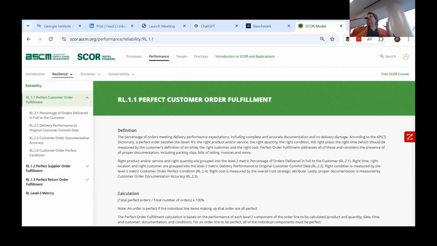And I'm not going to pull any punches. I don't think the SCOR metrics are perfect, but they're the best we've got in the industry. And at least it's a framework to get started on. Anything else to add, Peter?